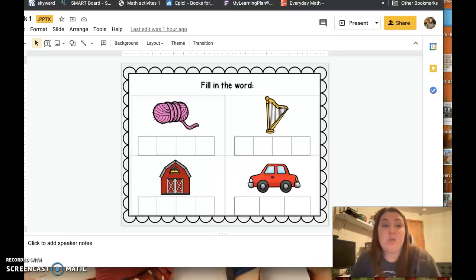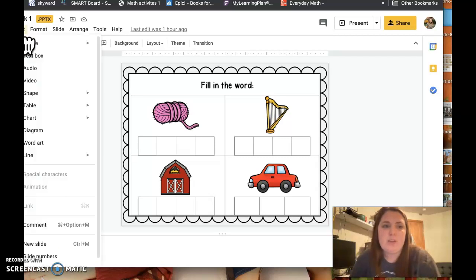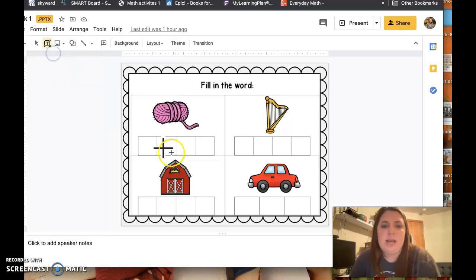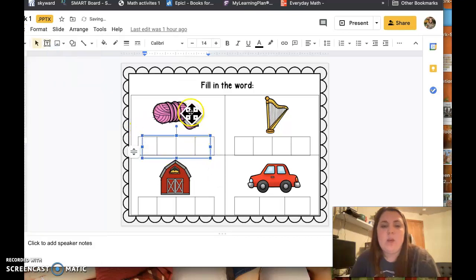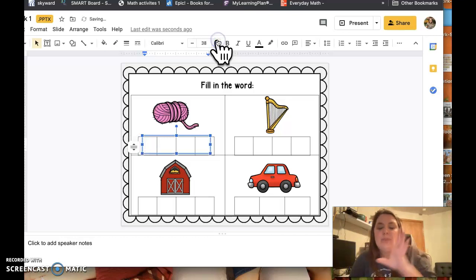I have some pictures and we need to figure out how to spell these words. Now, I'll give you a hint. They have the R in them. Are you ready? All right, let me insert a text box. Here we go. Okay, what is this first picture of? That is what? A picture of yarn. Let's tap it. Here we go.